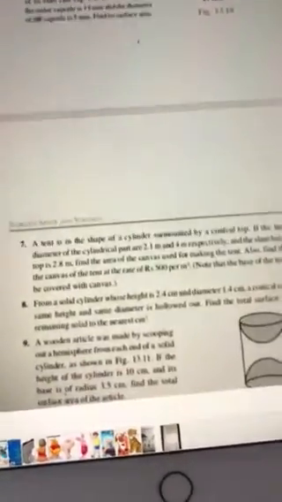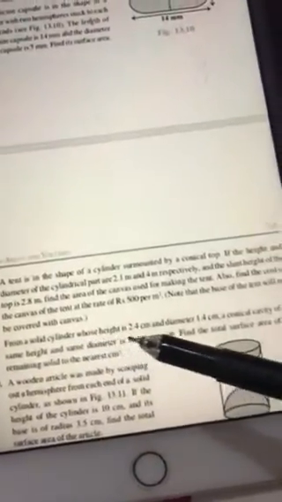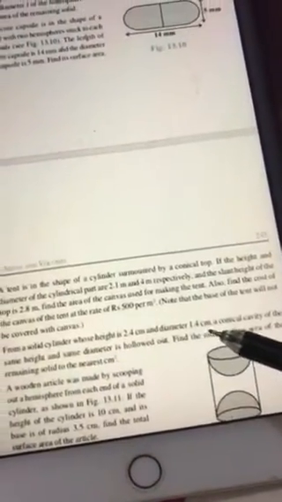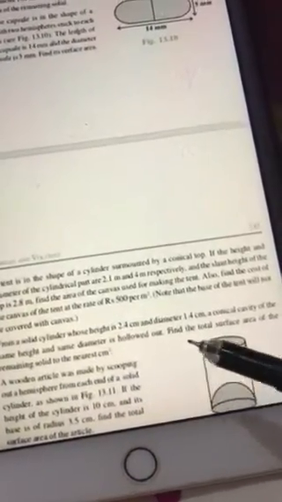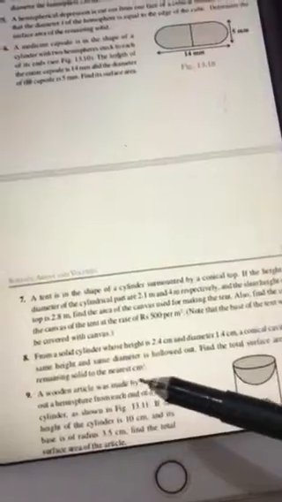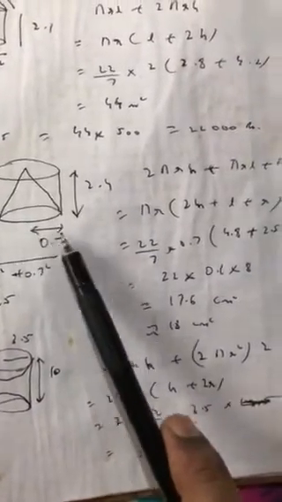Let's have a look at sum number 8. In sum number 8 it's written that from a solid cylinder whose height is 2.4 and diameter 1.4, a conical cavity of the same height and same diameter is hollowed out. Find the total surface area of the remaining solid to the nearest centimeter square. So the conical part is hollowed out, so height is 2.4 and radius is 0.7.